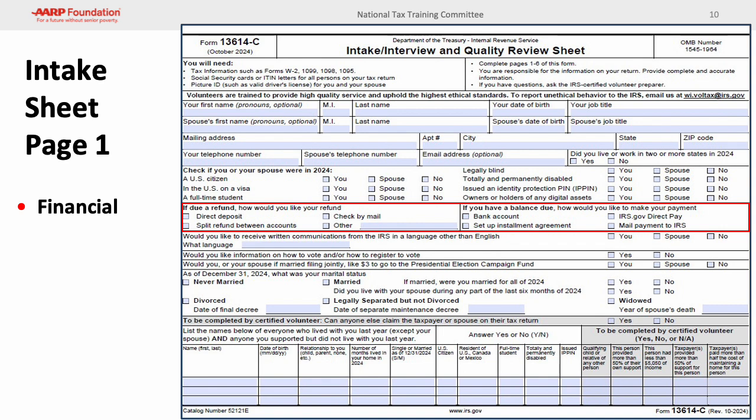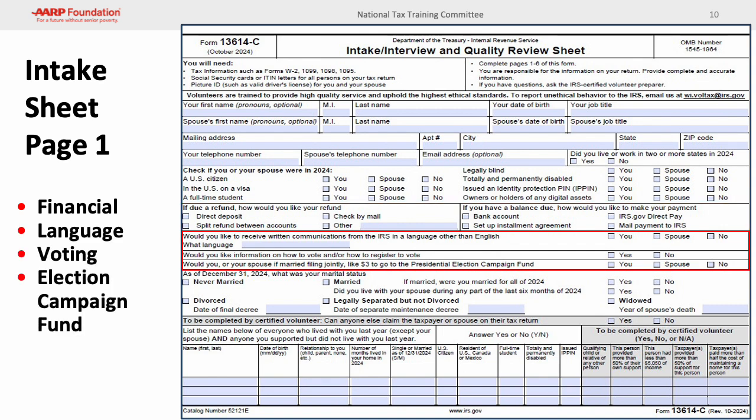Sometimes they'll provide a deposit slip. Please remember that deposit slips don't always have the correct account numbers. So if a taxpayer doesn't provide a voided check, their account information might be found on a prior year's federal and state return. Check with your local coordinator if the taxpayer wants to use a bank account but can't positively provide the information during the intake process.